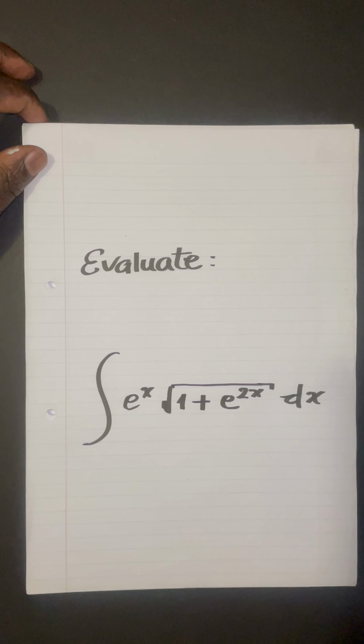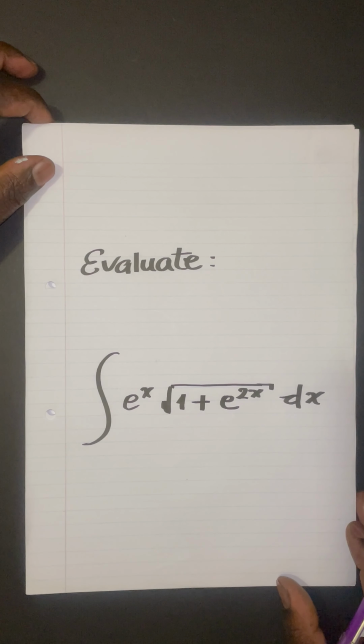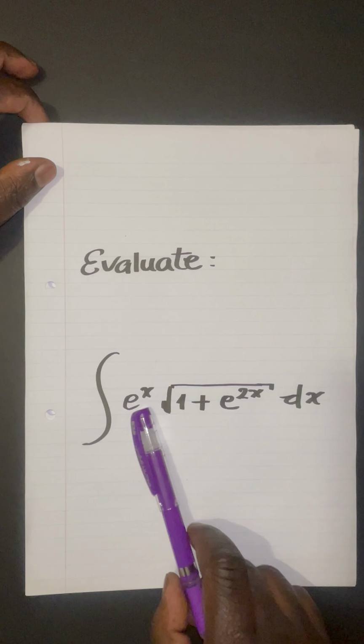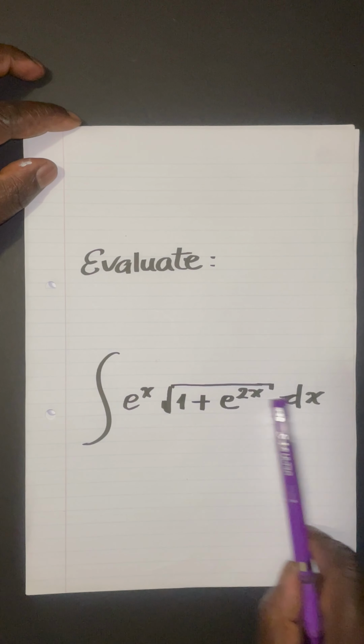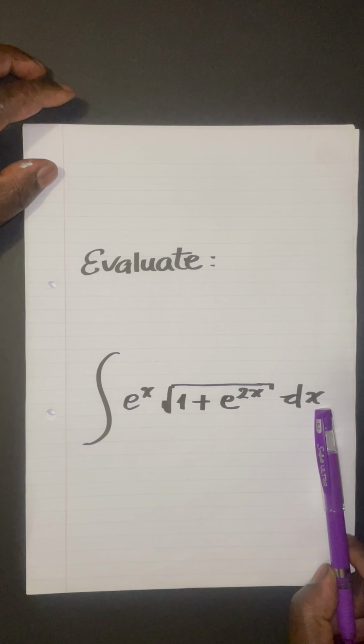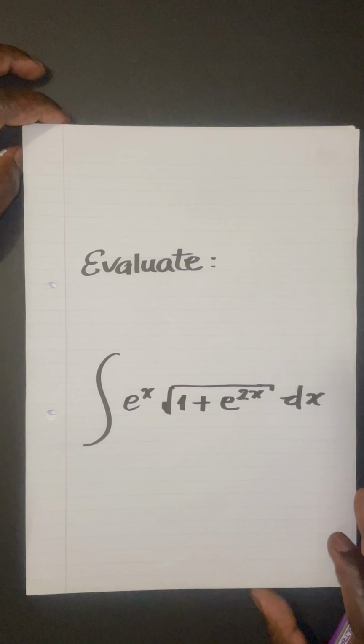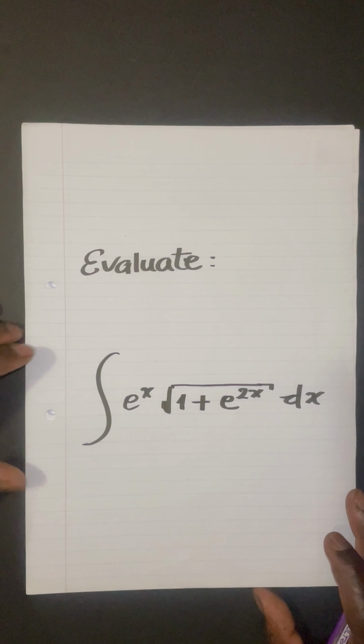In this video, I have a very intriguing integral that I would like us to look at. So it is the integral of e to the power x times the square root of 1 plus e to the power 2x dx. Now, how do we approach this? What kind of technique of integration are we supposed to use?